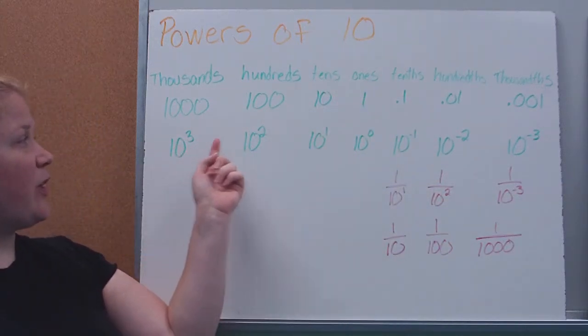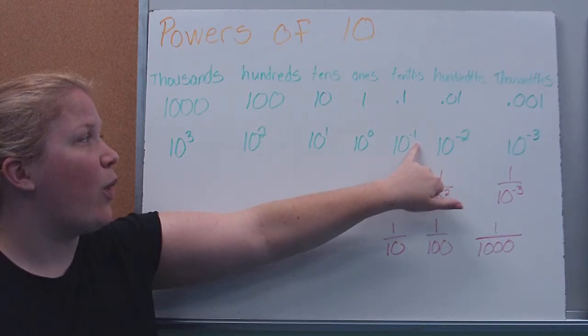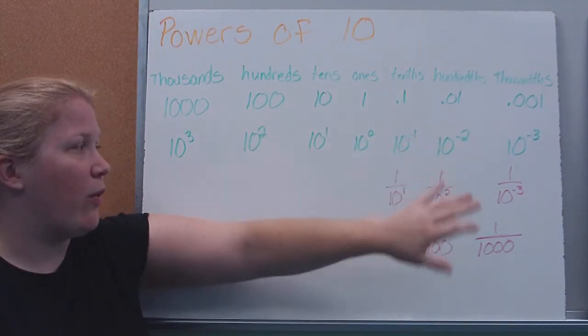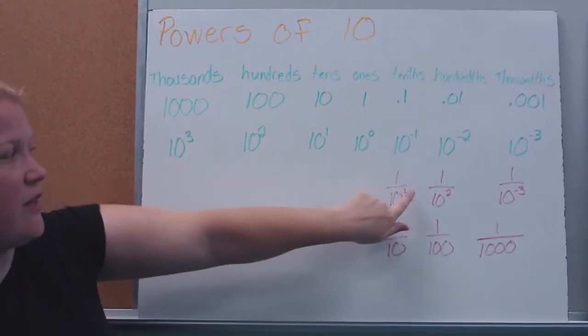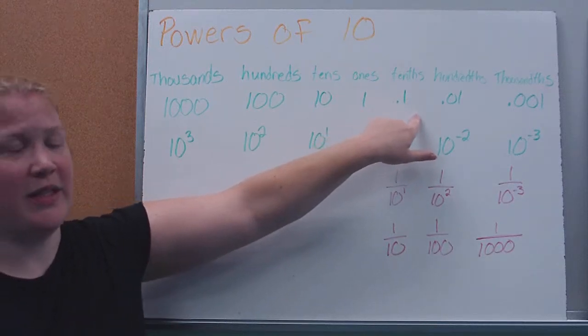Then what you'll notice is as you're working your way down here, the numbers are getting smaller. So what is 1 less than 0? Negative 1. Well, what does 10 to the negative 1 look like as a decimal? It looks like 0.1. Why? Because it's 1 over 10 to the first, which is 1/10. That is the same way we would read this decimal, 1/10.